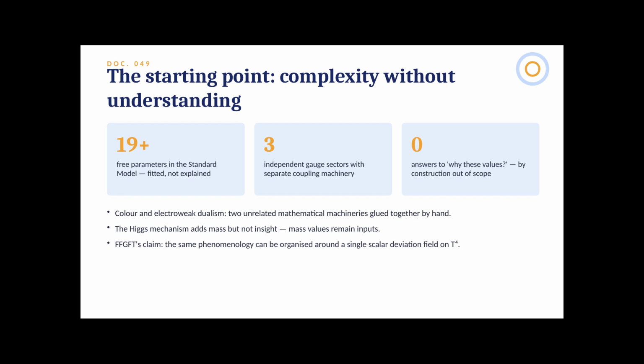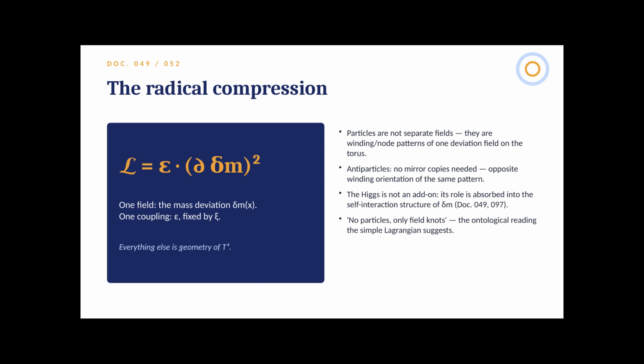Even the Higgs mechanism, brilliant as it is, adds mass without adding understanding. The mass values stay as input. FFGFT's claim is bold. The same phenomenology can be organized around one single scalar deviation field living on the torus. Slide 16. And here's that radical compression on a single line.